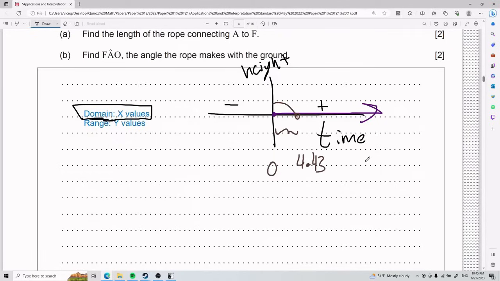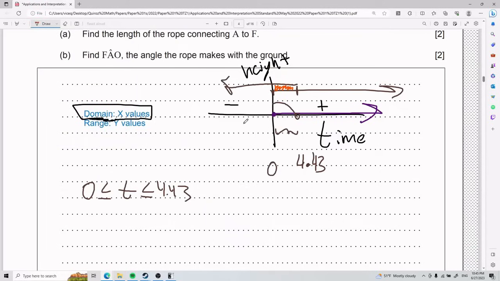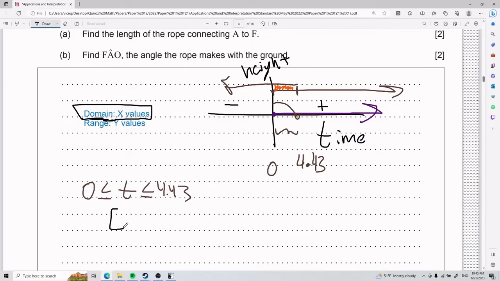How do you write that in fancy math language? You can say that your t has to be greater than 0, which is doing this. And also t has to be less than 4.43, which is you doing this. What do you end up with? You end up with what's in the middle. All right, cool. What's another fancy math language that you can use? You can go like this. That expresses the same thing as up top.